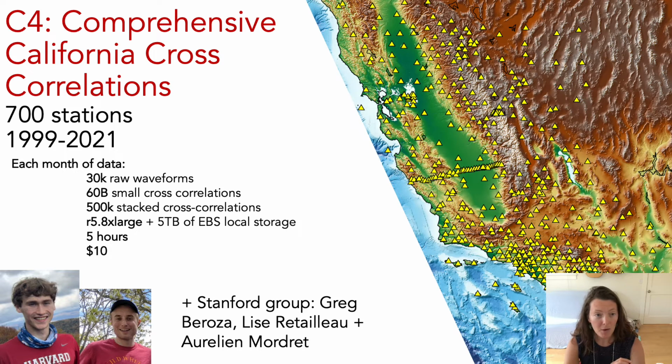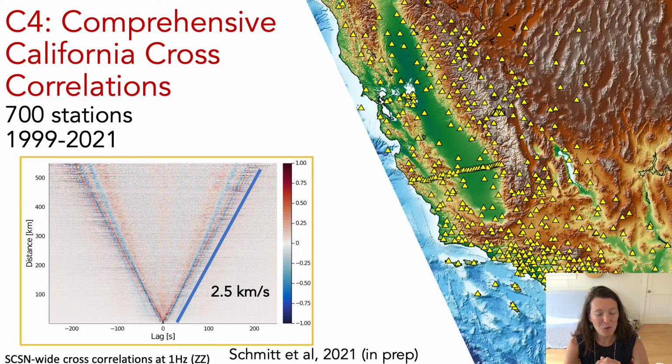I'll show you a quick example of 1 month stack. This is for the 1 hertz cross correlation. We're looking at almost statewide, but mostly SCSN data. And what we find is that for the quite low frequency cross correlation, they're two-sided. You can see a moveout, although quite dispersive, but a group moveout of 2.5 kilometers per second, which is a nice average of surface wave speed in California.